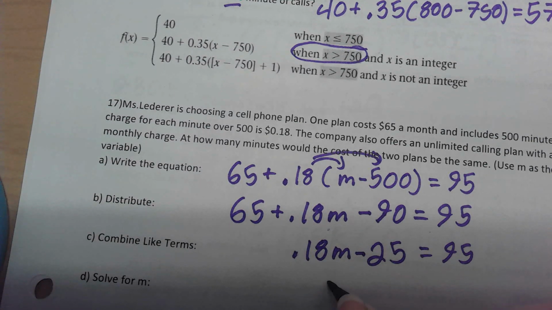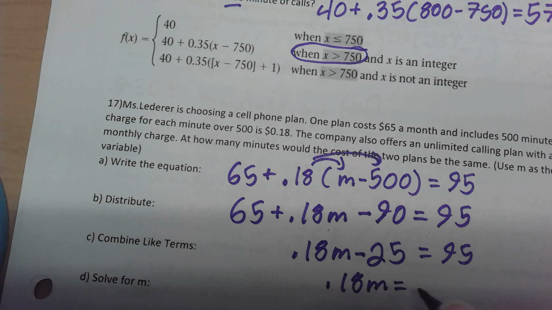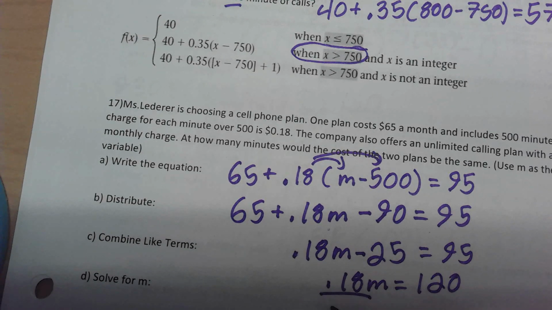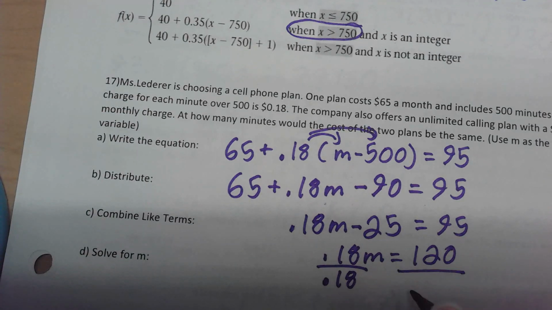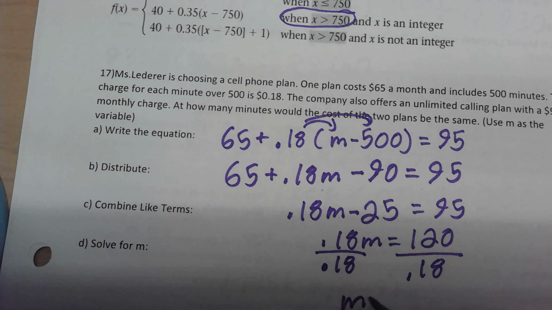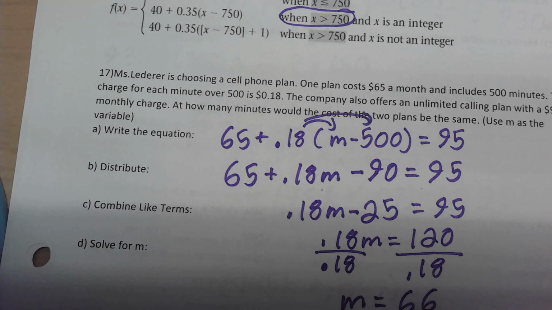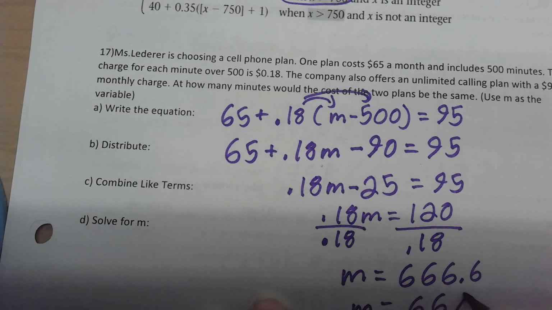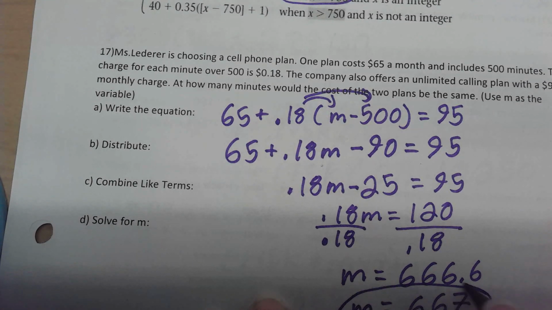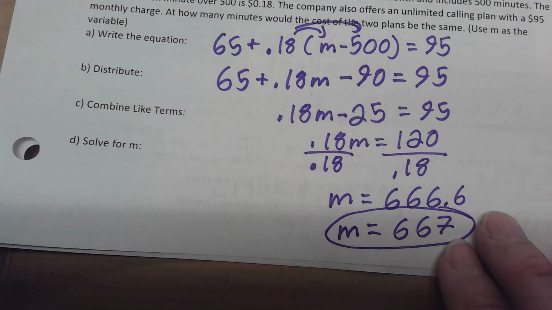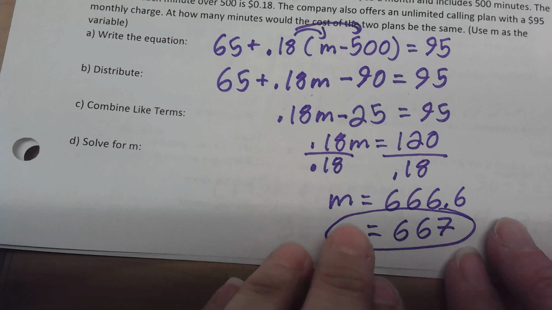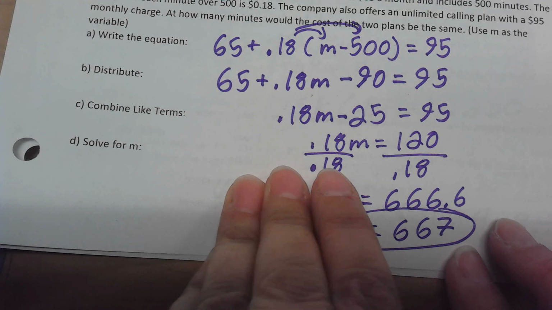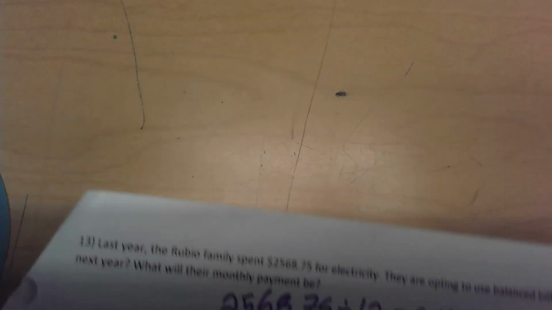So I add it to each side, and then I got 120, and then I'm going to divide by 18 cents. And I get 666.6, which everybody would round to the nearest whole minute. So it's 667. So the best plan, if you talk more than 667 minutes, you would want to get the unlimited plan. Okay, we'll go and flip it over.